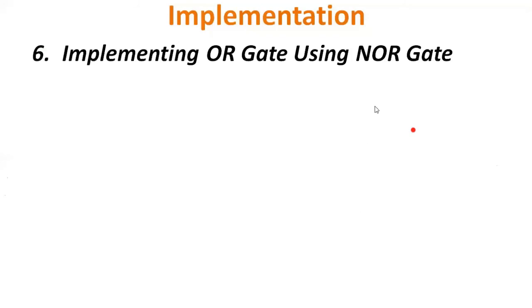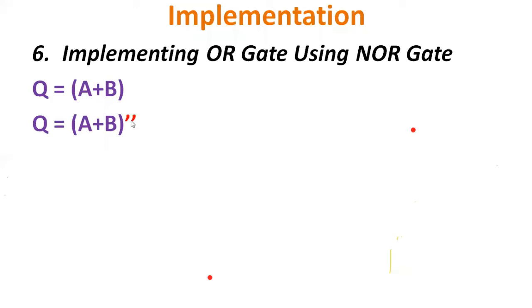Now the next gate is the OR gate using NOR gate. It is very simple. If you connect a NOT gate at the output of a NOR gate, it will become an OR gate. Or I can say (a plus b) double bar is the OR gate. So the expression will be q equal to a plus b. What we will do is simply use the double inversion law, so q equal to (a plus b) double bar.